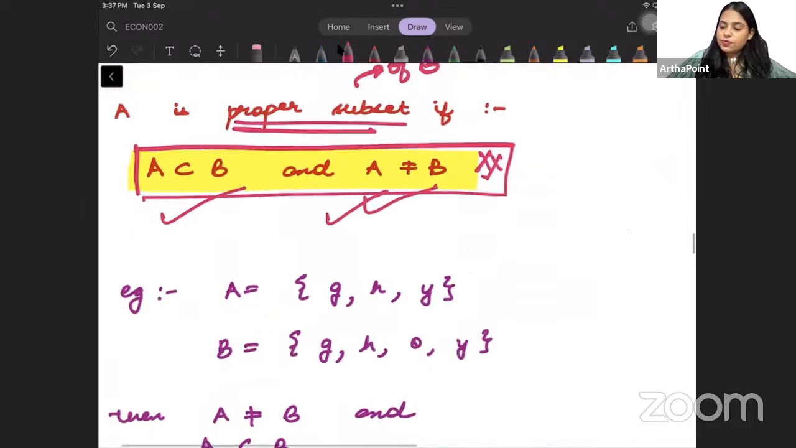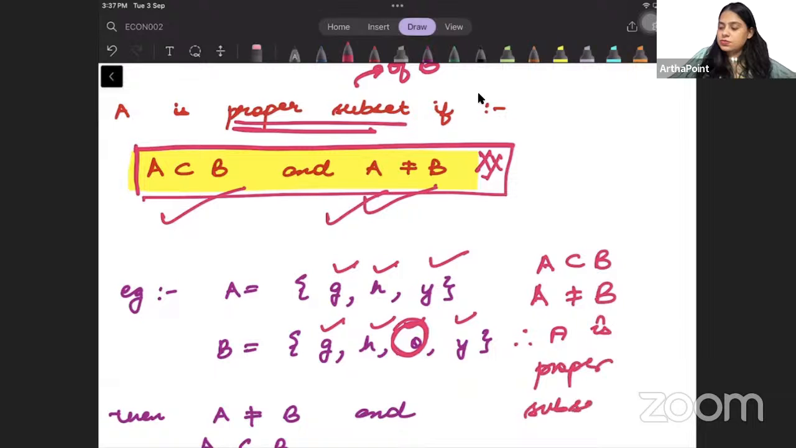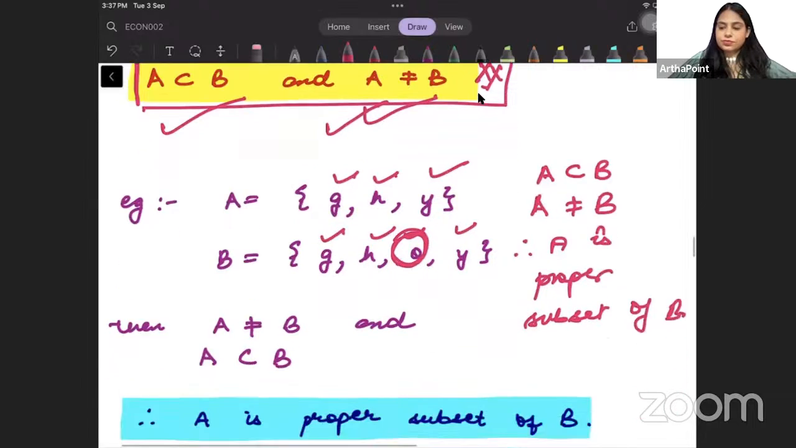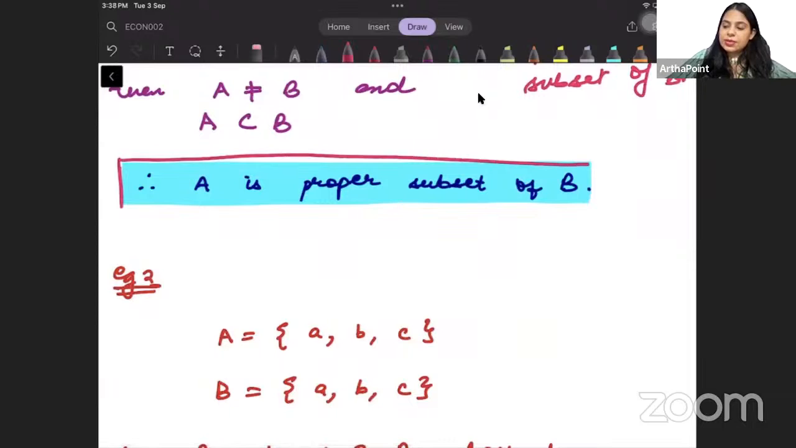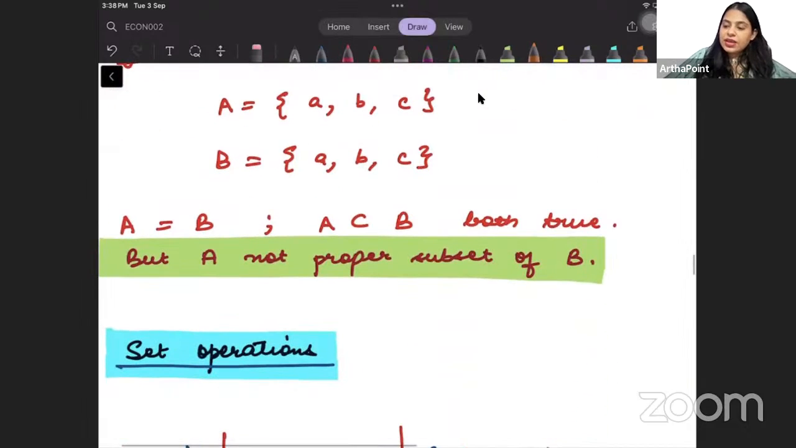ठीक है बेटा, इसमें बताओ. A is GHY, B is GHOY. A is a subset of B. जो भी A को बिलोंग करता है B को बिलोंग करता है. Whatever belongs to A belongs to B. So we can say that A is a subset of B. But is A equal to B? No. There is extra element in B. So we can say A is proper subset of B. Clear? ठीक है बेटा, अब आगे देखो.